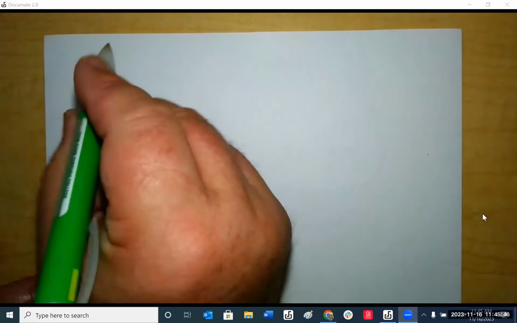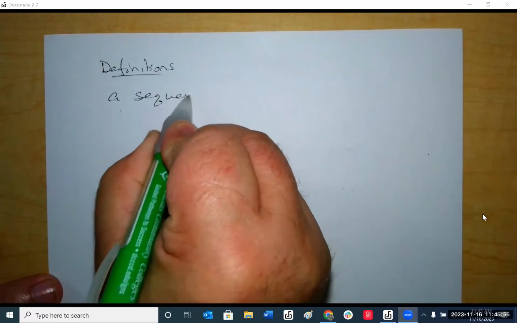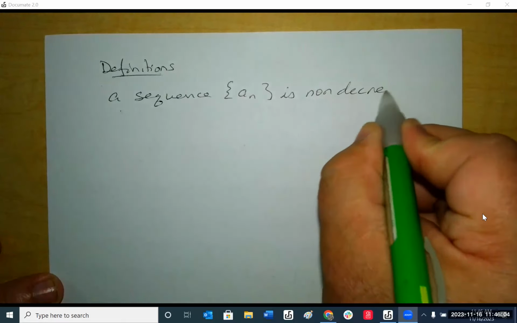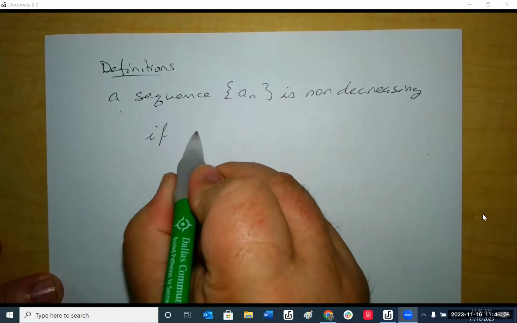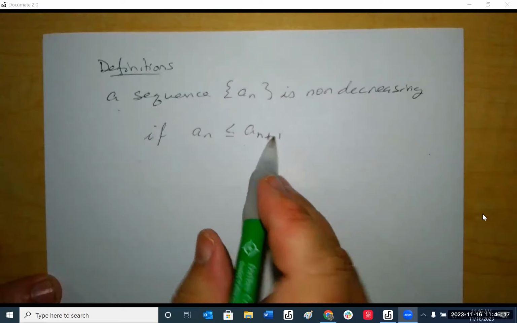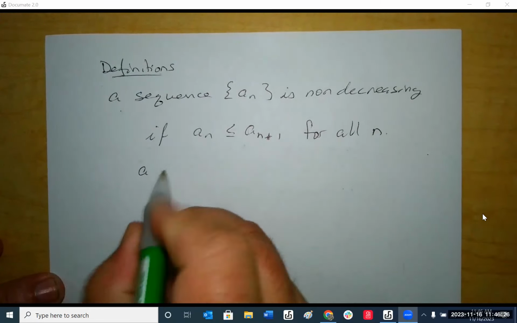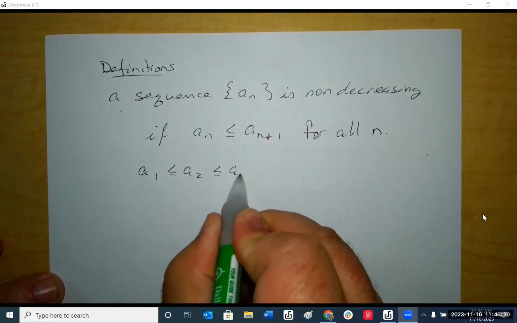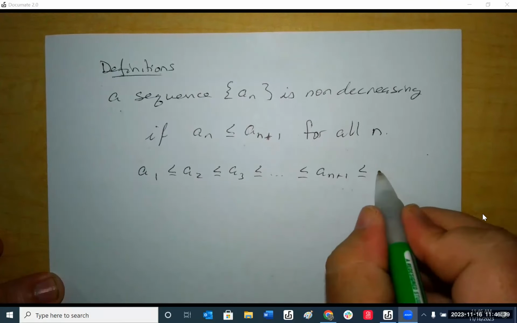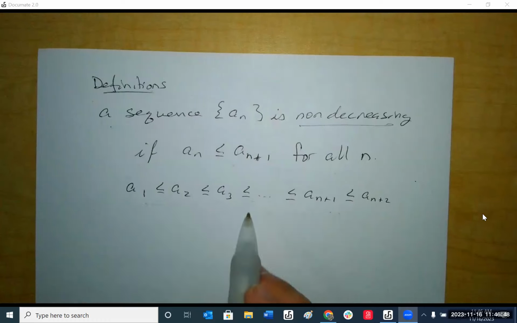Okay, so now we look at some more definitions here. A sequence is non-decreasing if, if it's an increasing sequence, for all n. Notice what that means is you have a sub 1, which is less than a sub 2, which is less than a sub 3, which is less than a sub n plus 1, and so on and so forth. So that's non-decreasing because it's an increasing function. It's getting bigger.